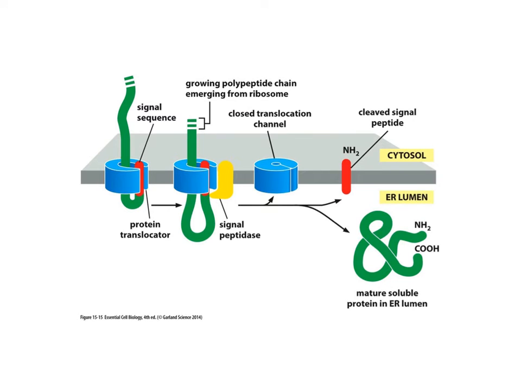Now, the signal sequence that was in the N-terminal of the protein, the red sequence at the end, is also important for holding the translocator channel open, so it remains there as the protein is first threaded through that translocator. Then it's removed by a peptidase, this yellow enzyme here, and it's released into the membrane. So here's that signal sequence, and it eventually gets degraded.